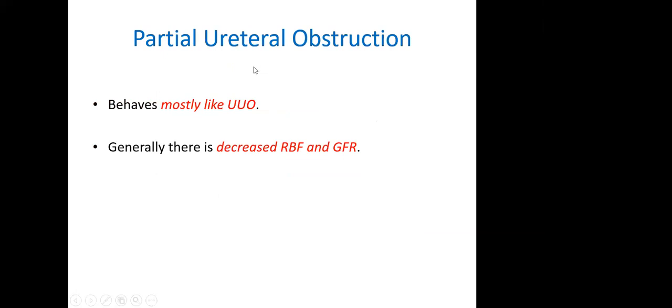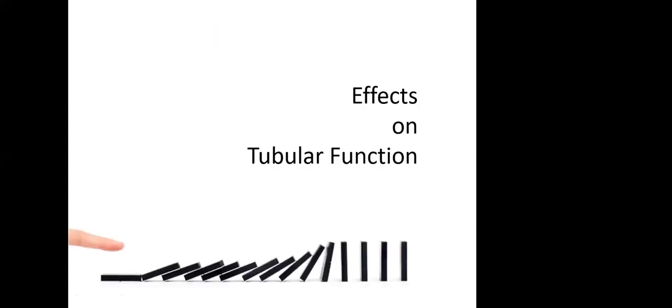So what is partial obstruction? Partial means the stone is not completely obstructing. There will be some partial obstruction, but it behaves the same as unilateral urinary tract obstruction, and ultimately there will be a decrease in the renal blood flow and GFR. So till now we have seen what happens at the glomerular level, and now we are going to see the pathophysiological changes occurring at the tubular level.